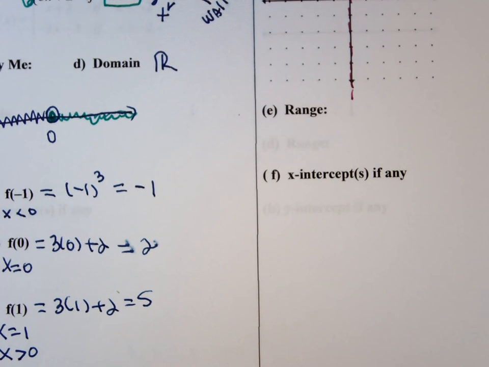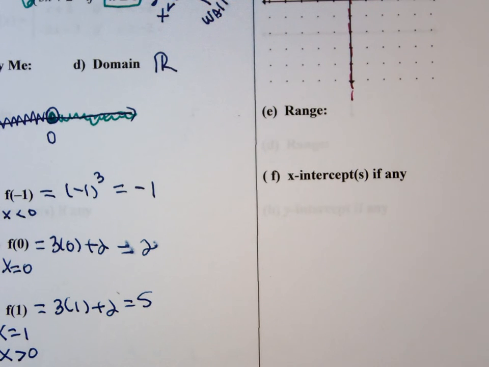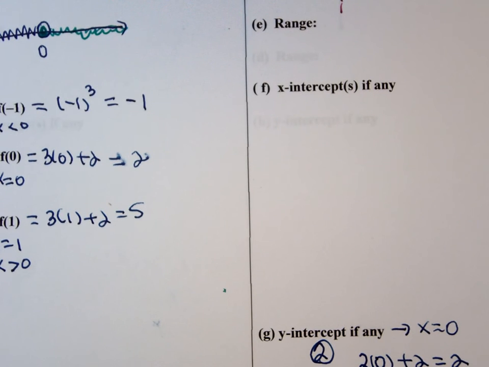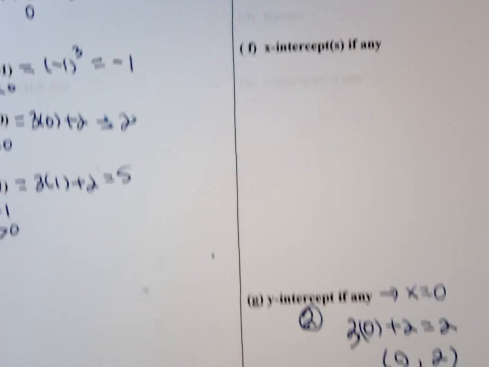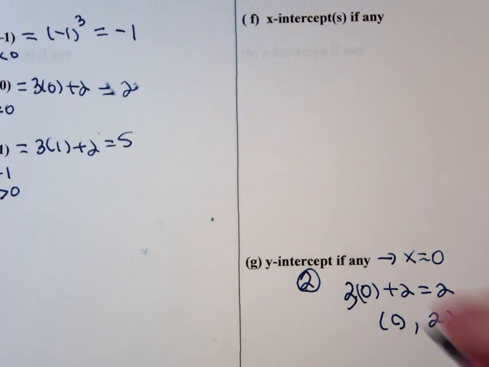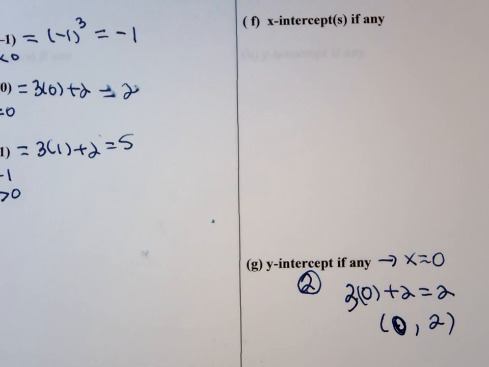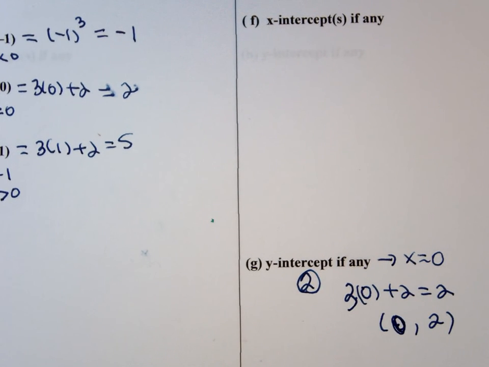2. So the y-intercept would then say I'd have 3 times 0 plus 2, which is 2. So it would be x equals 0, y equals 2. So I know what the y-intercept is.